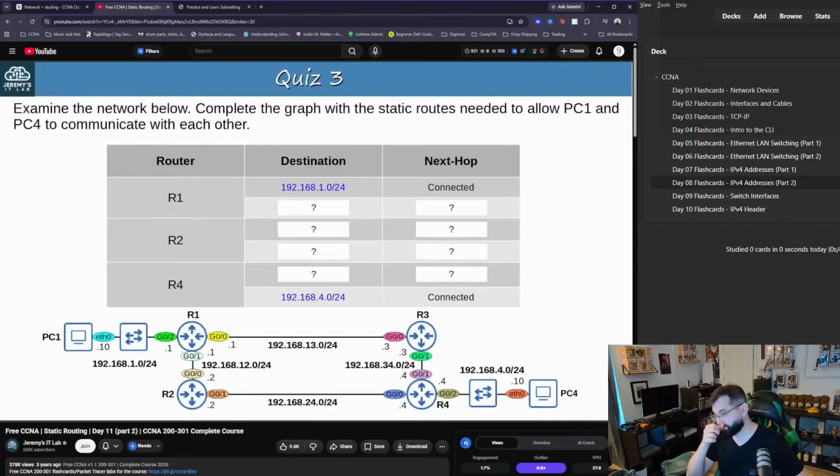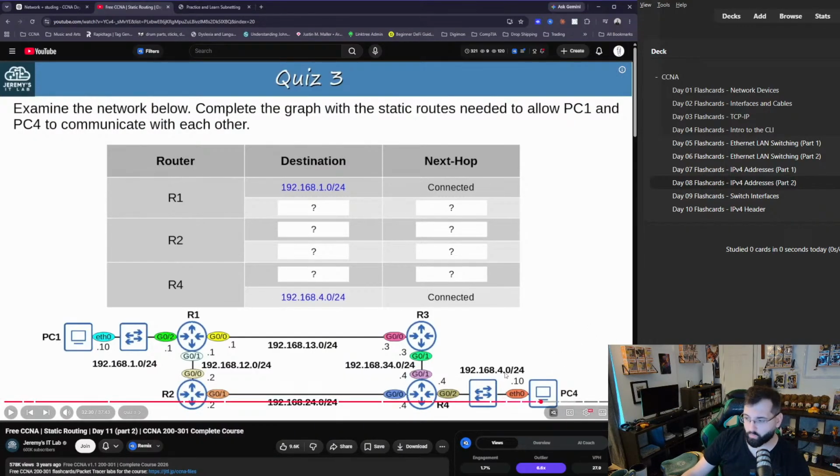Okay. So, this is our destination. We're connected. So then our next destination is going to be 4.0, which means that our hop is going to be 13.3. Answers. I hope it doesn't give it... Okay, let's check them all at once.